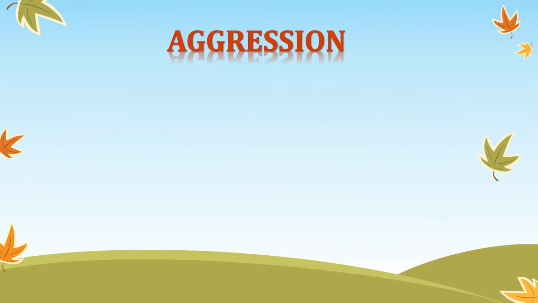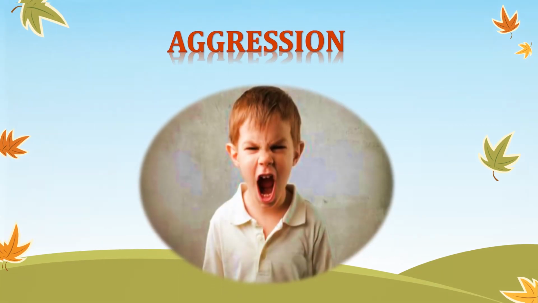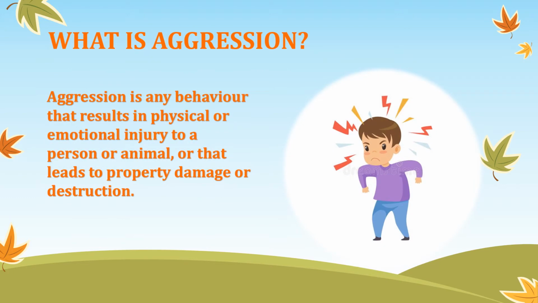Before we discuss how to deal with aggression, we will define aggression. What is aggression? Aggression can be defined as any behavior that results in physical or emotional injury to a person or animal. Also, that leads to property damage or destruction. Aggression can be verbal or physical.